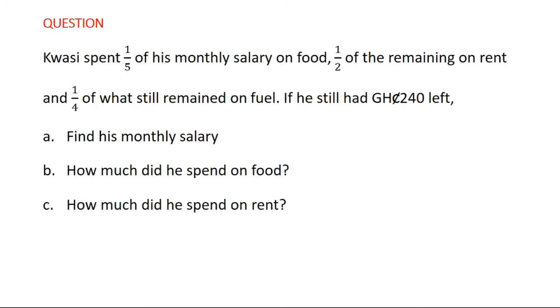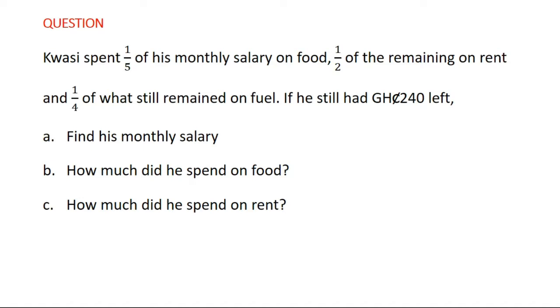We are on the topic fractions. In the previous video, we took an example on solving practical problems involving fractions. In this video, we are going to take another example on solving practical problems involving fractions. So let's look at the question in this example.